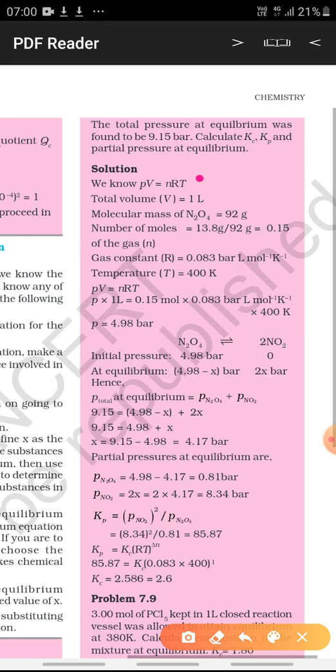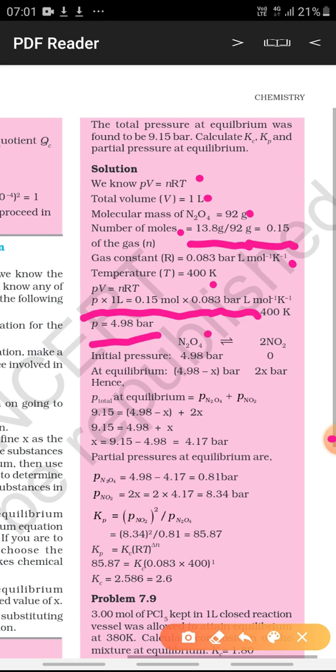Now children, we know that PV is equal to nRT, the ideal gas equation. The total volume is 1 liter and the molar mass of N2O4 is 92 grams. And we can calculate the number of moles. It is equal to given mass upon molar mass. Given mass is 13.8 and the molar mass is 92. We have got the number of moles, that is 0.15. Now the value of gas constant also we know, it is 0.083 in bars. Temperature is given. Now putting all these values here, we can calculate the value of the pressure.